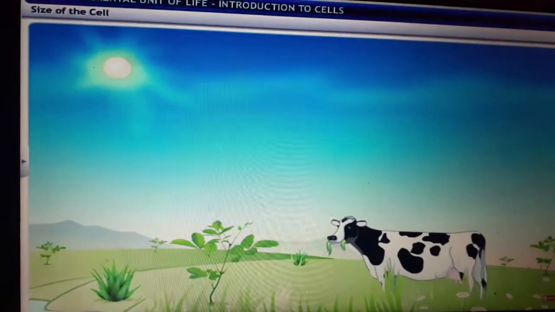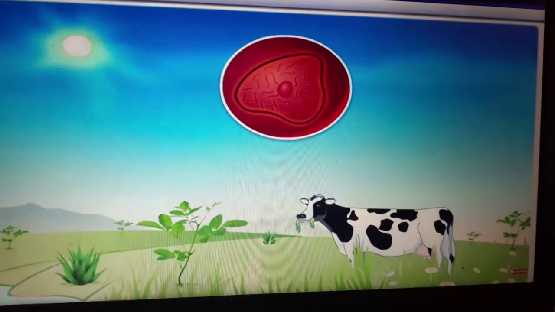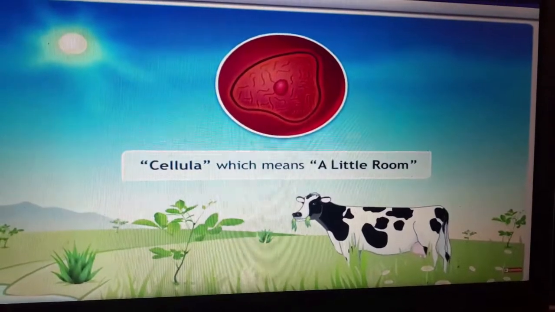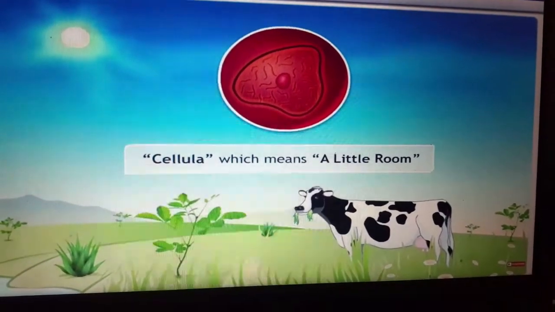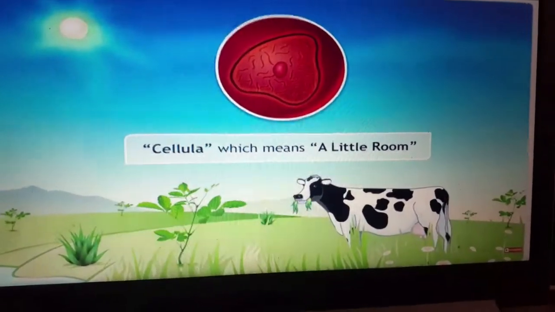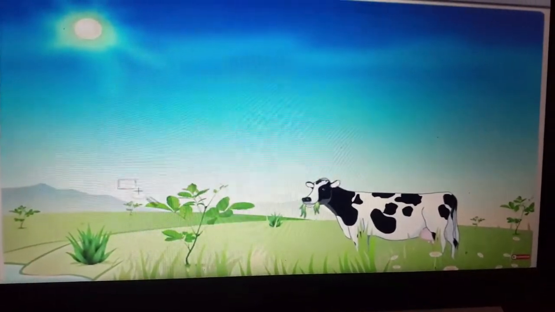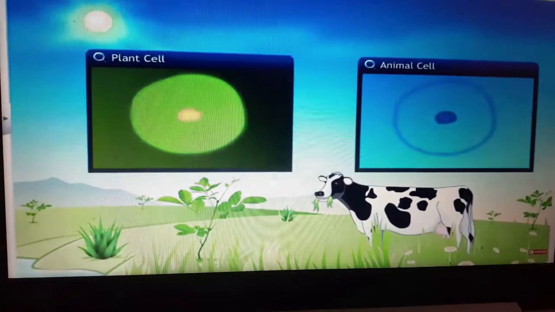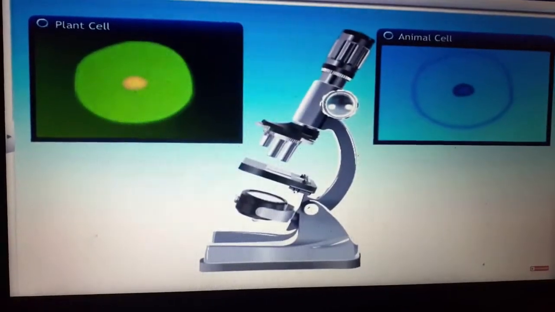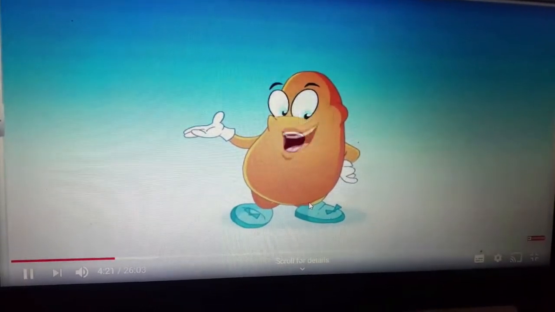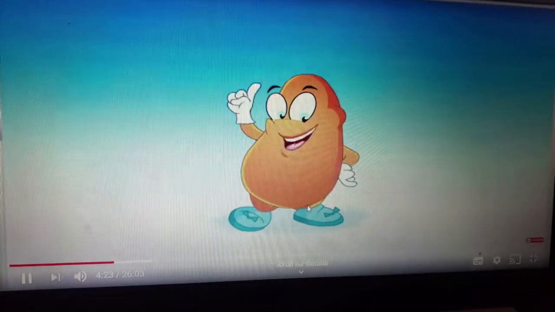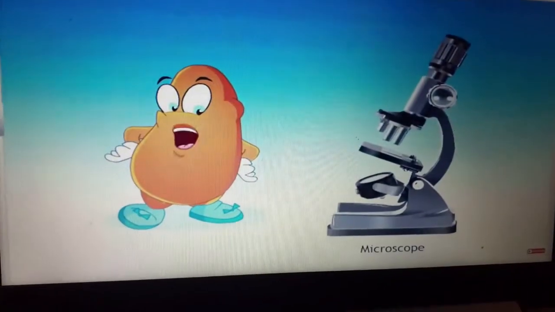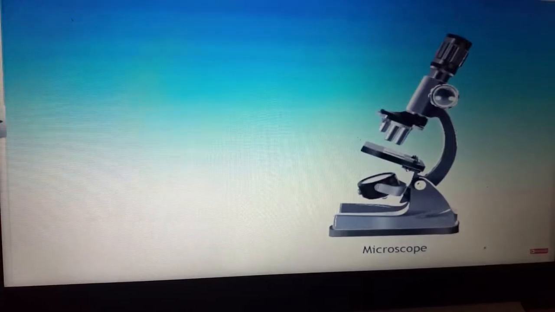All living organisms are made of cells. Cell is derived from the Latin word cellula, which means a little room. Plant and animal cells are too small and visible only under a microscope. I consider the microscope to be one of the greatest inventions of mankind.